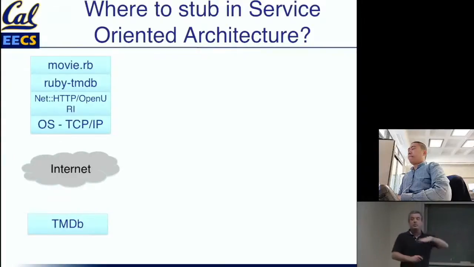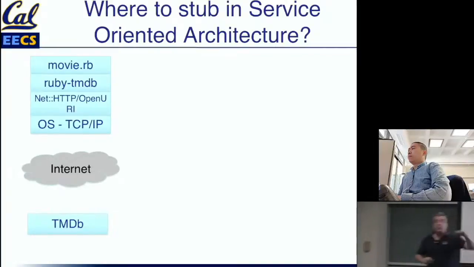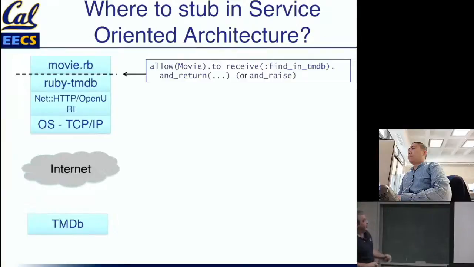be called, but we'll stop there. At that point, we'll put a method stub in. Just like we stub the findInTMDB method itself, we can find some place in the app right before it hits the internet, and we'll do the stubbing there instead. And that's basically the approach that you can take. What we already saw is we stub out the world, right? The findInTMDB method doesn't even get called. That's what we did in the controller test.